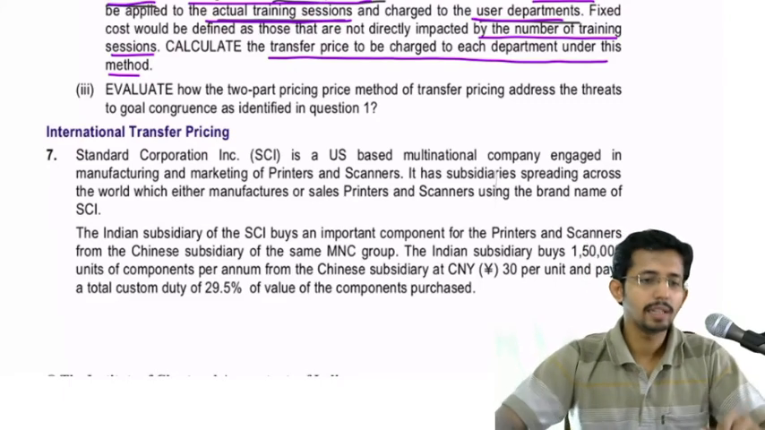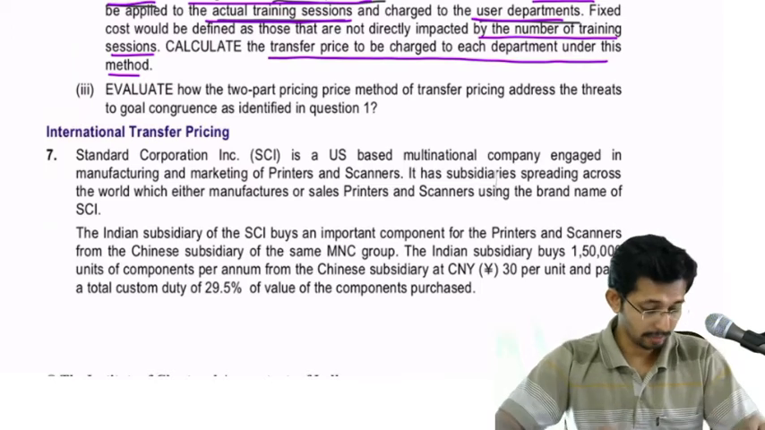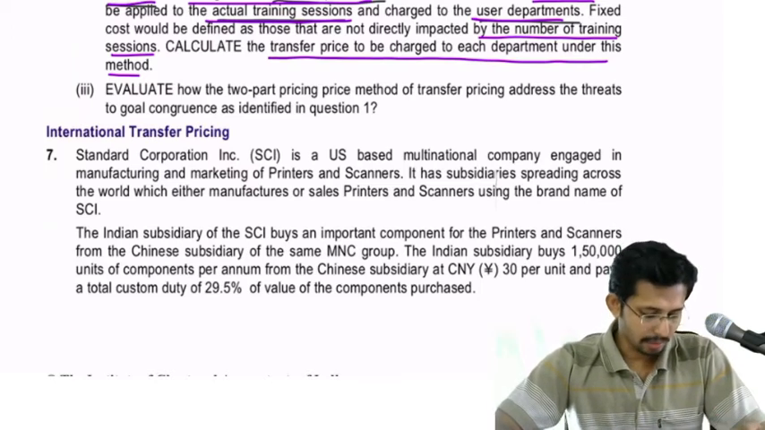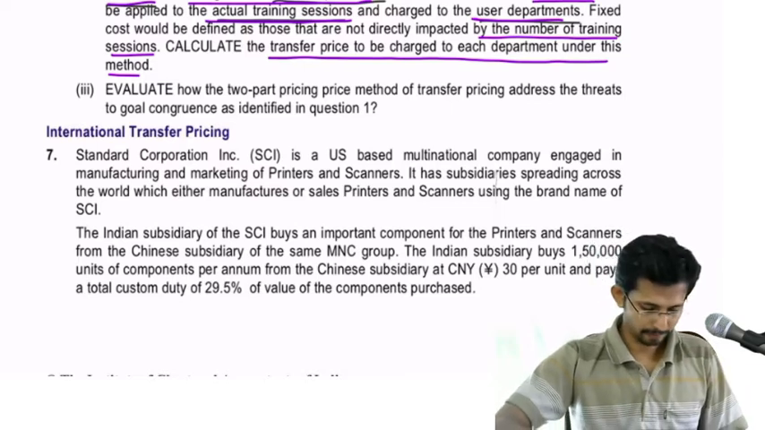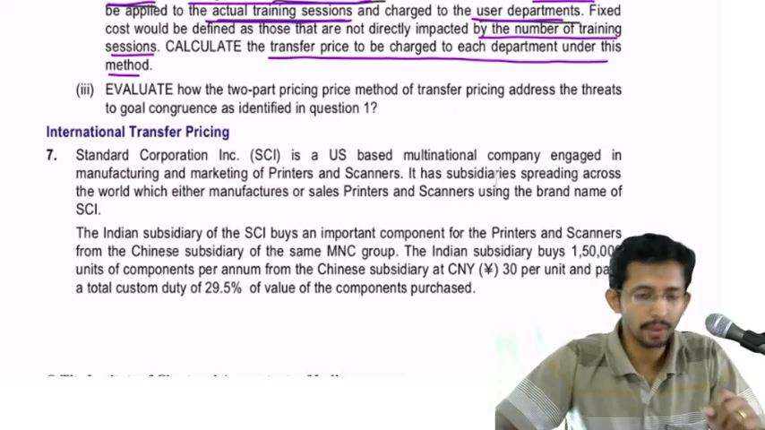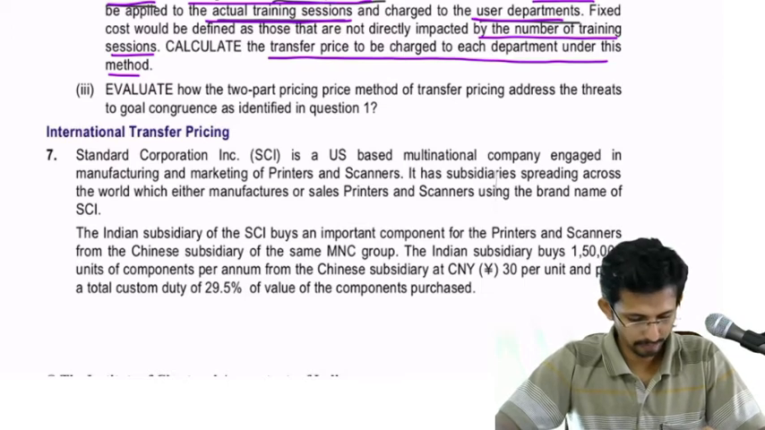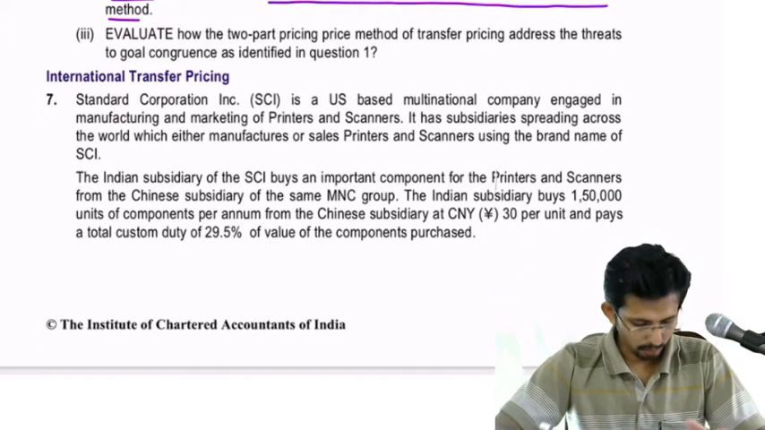Now moving to the last question in the exercise of chapter 9. It is a question regarding international transfer pricing. You can read the question. Pause the video and read the question. Okay, now what is given in the question?